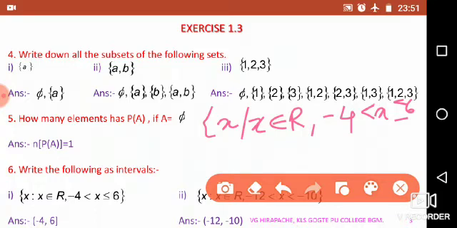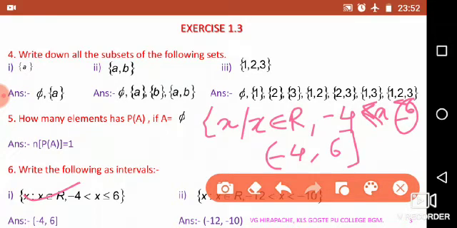Now -4 is strictly less than x, which will be denoted by an open interval at -4, and x is less than or equal to +6. Therefore, +6 with less than or equal to is nothing but a closed end. Therefore, the given set we can represent in the form of left open, right closed: (-4, 6].